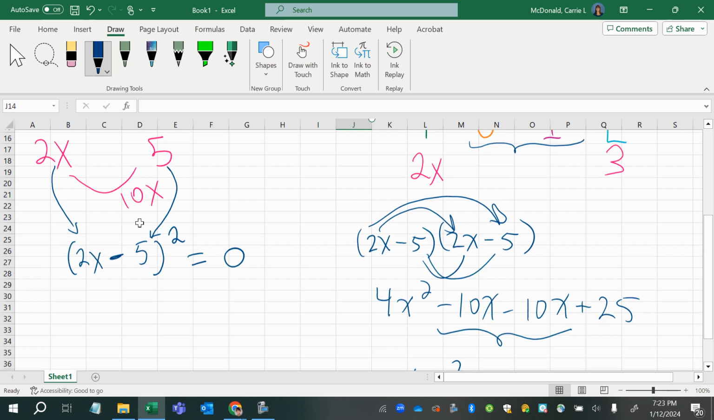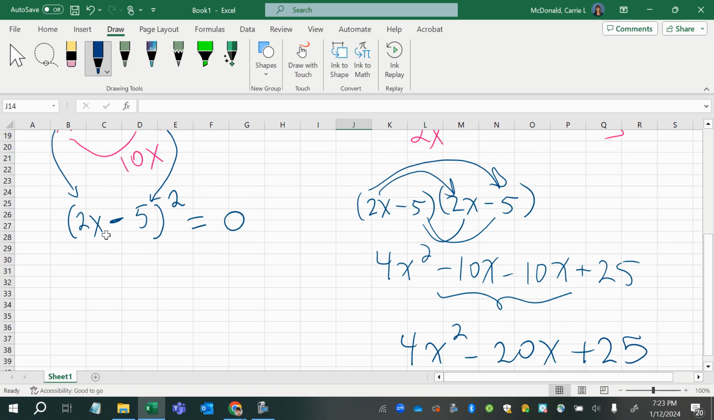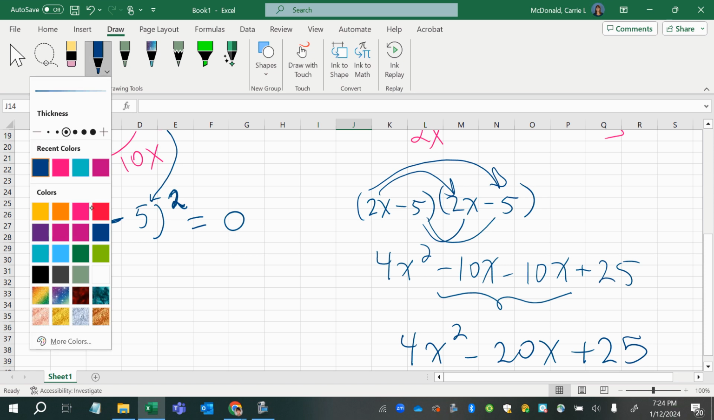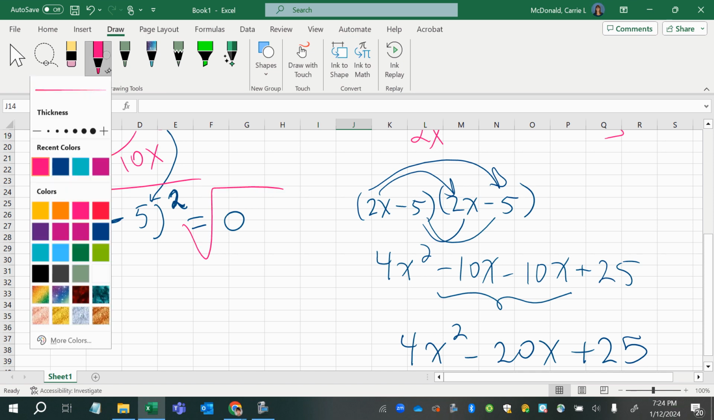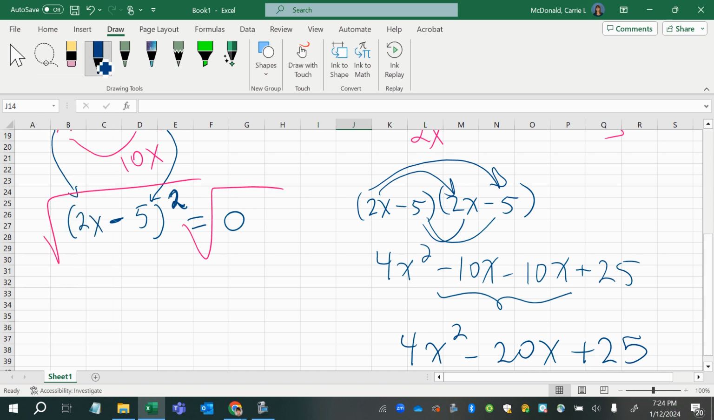Okay, so why do we want to do this? Because once we have the trinomial written in this way, we can take the square root of both sides to get rid of this power of 2. So if you want to undo a square, you take the square root. Right? So we're going to take the square root of both sides, and we end up with 2x minus 5 on the left.